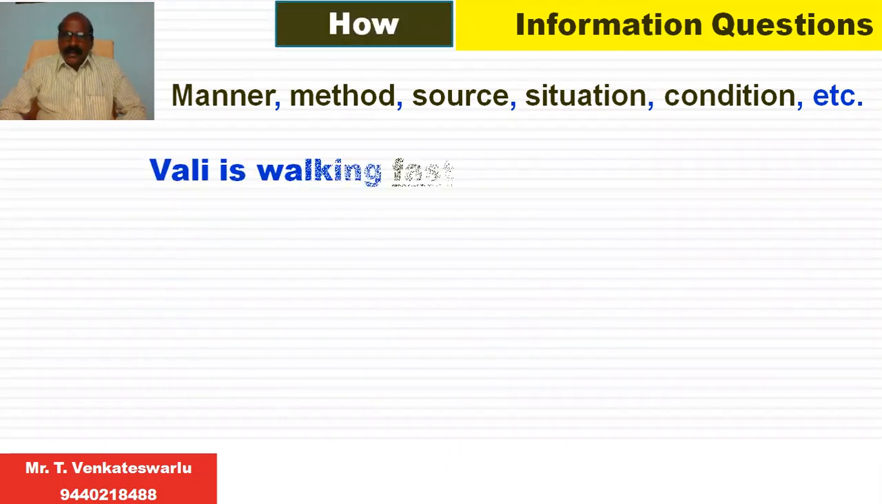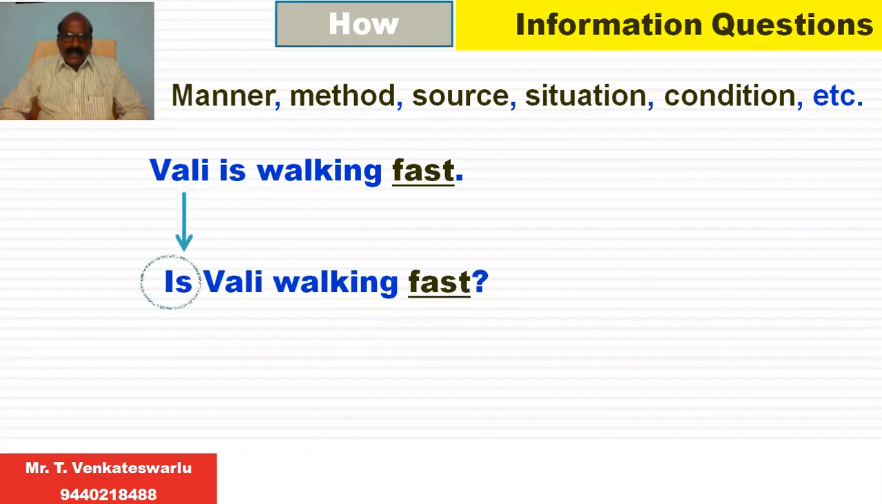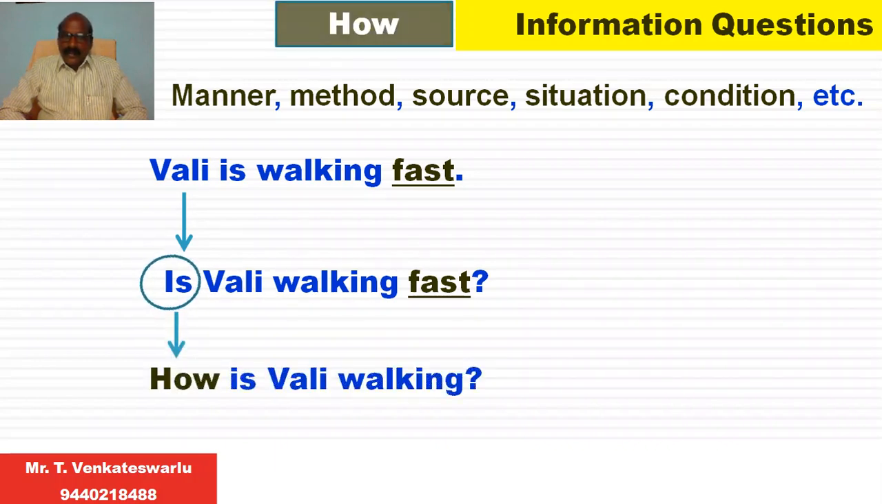And one more example. Valley is walking fast. This is the statement. Change it into a yes or no type question by inverting the subject and the verb. Is Valley walking fast? And the underlined part fast indicates the manner of his walking. So we have to use the question word how at the beginning. How is Valley walking? And the underlined part is deleted.